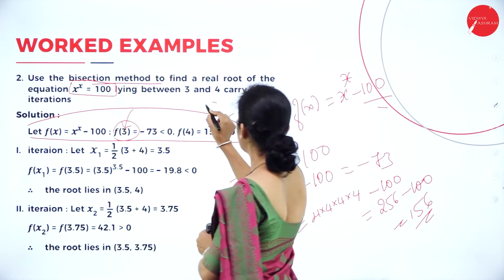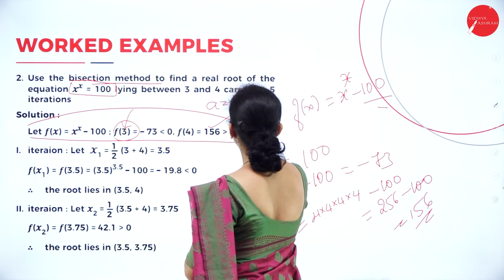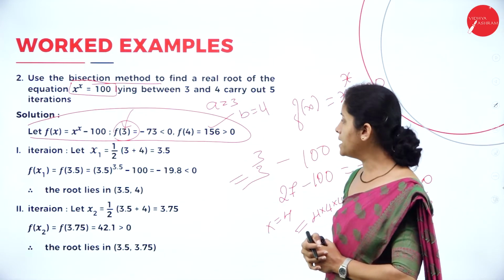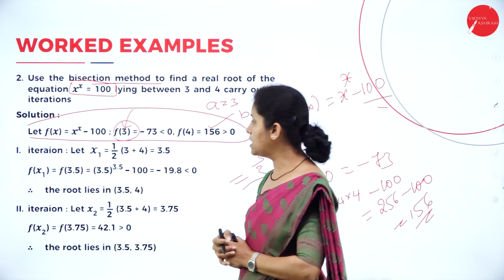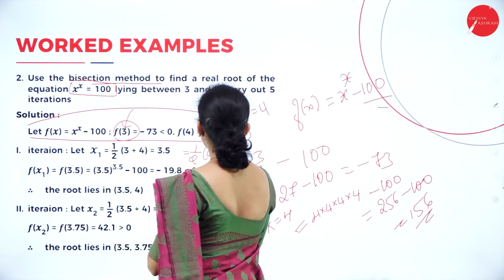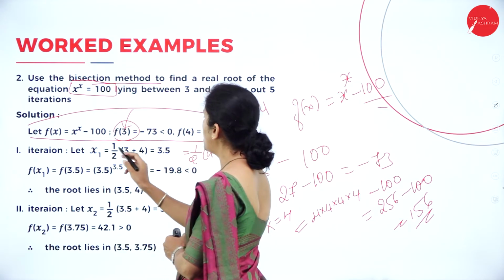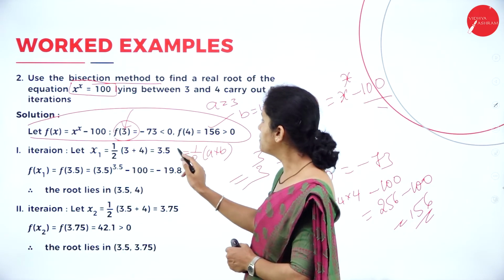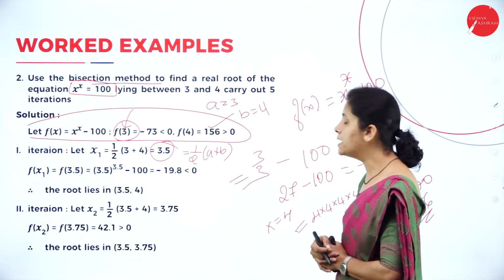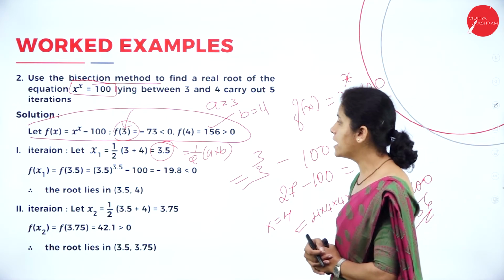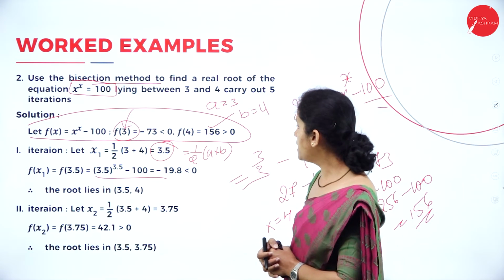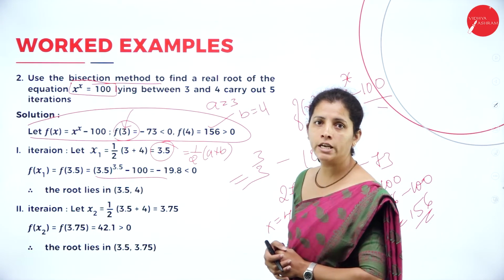So what is my A here? 3. And B is nothing but the 4. Now I'm going to have the bisection formula and I'm going to substitute here itself. So what is my bisection formula? Half of A plus B. So half of 3 plus 4, and I'm going to get 3.5. Now I'm going to substitute this in my equation, that is f of x, and I'm going to get the negative value, that is minus 19.8.